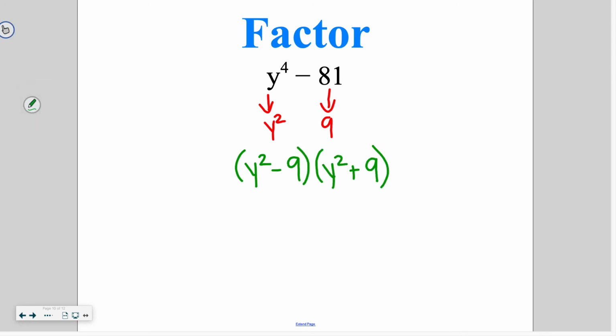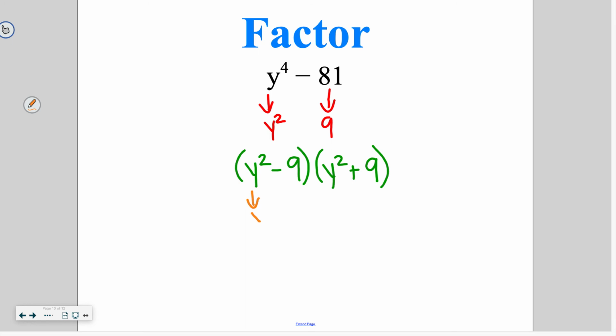This is where we now need to double check, see if there is another technique that we can use, because I still have a squared variable. When I look at this, I notice that this first one can be square rooted and that this second one can be square rooted. However, the second one has a plus sign, so this is as simple as it goes.